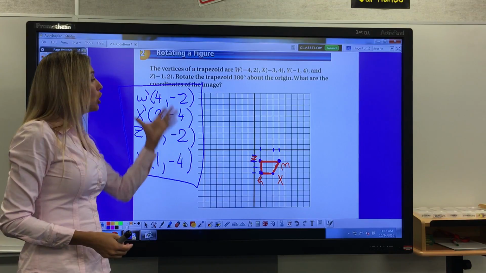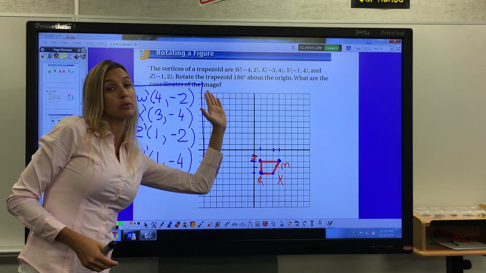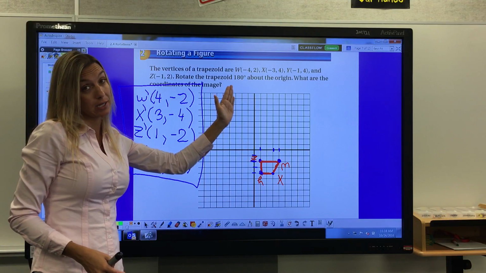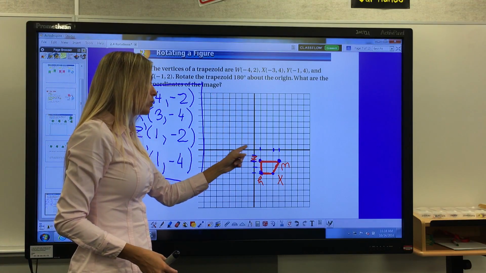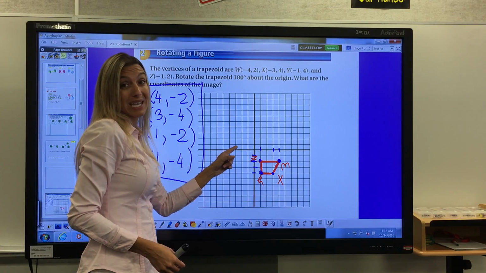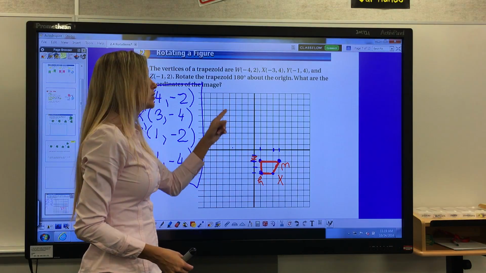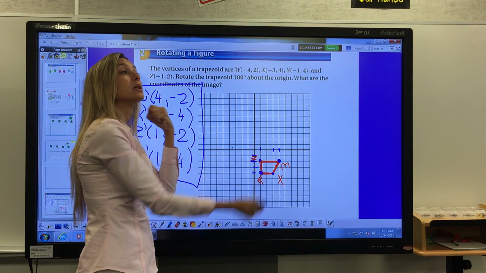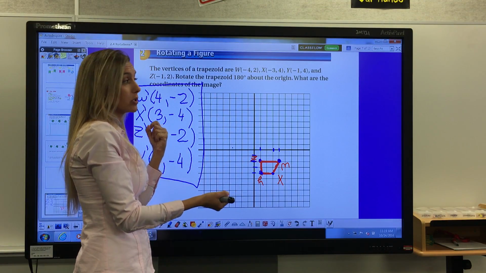Please make sure you do not label your axes and do not put the numbers. You all can count, you all can figure out 1, 2, 3, 4 to the left, that's my negative 4, correct? And then 2 up, so on and so forth, and then you rotate how many degrees you need to go, how many turns.